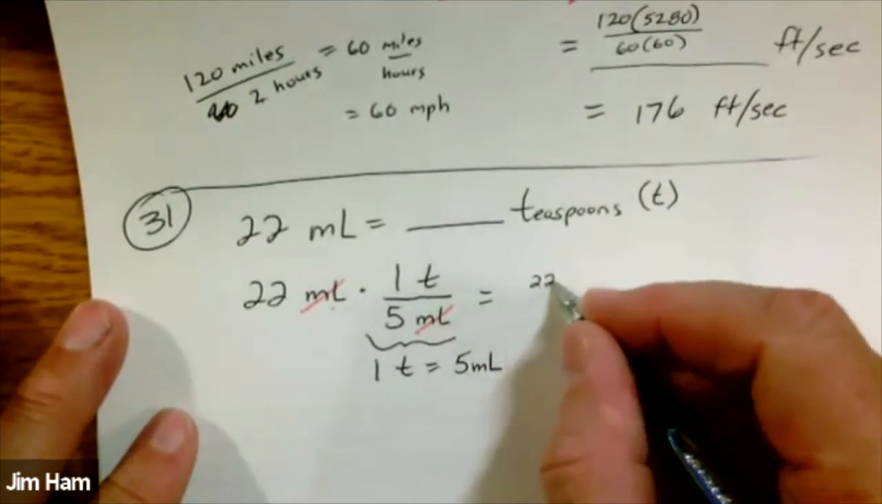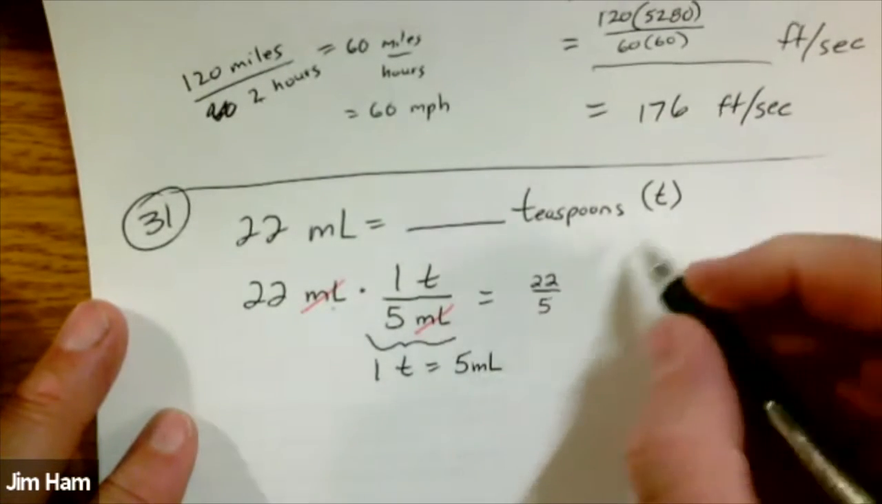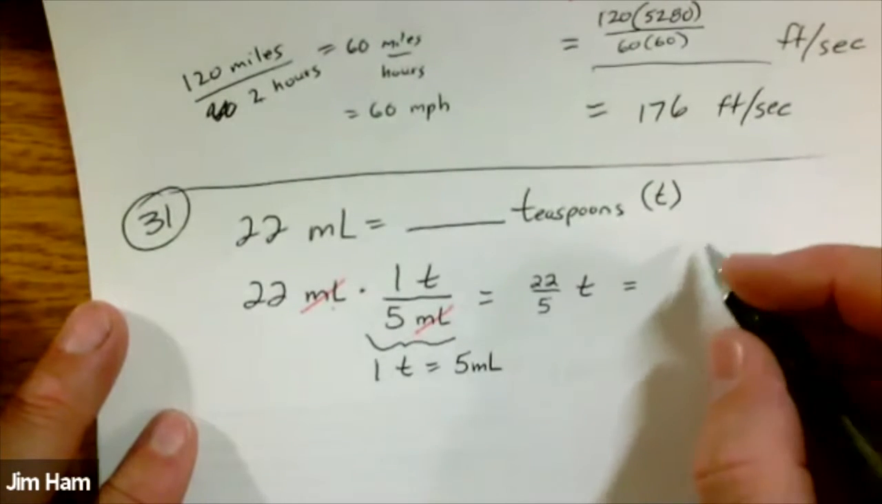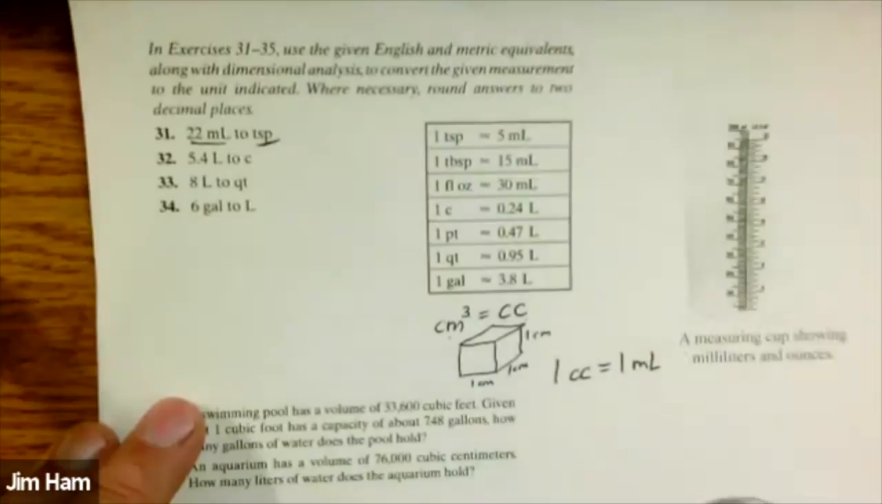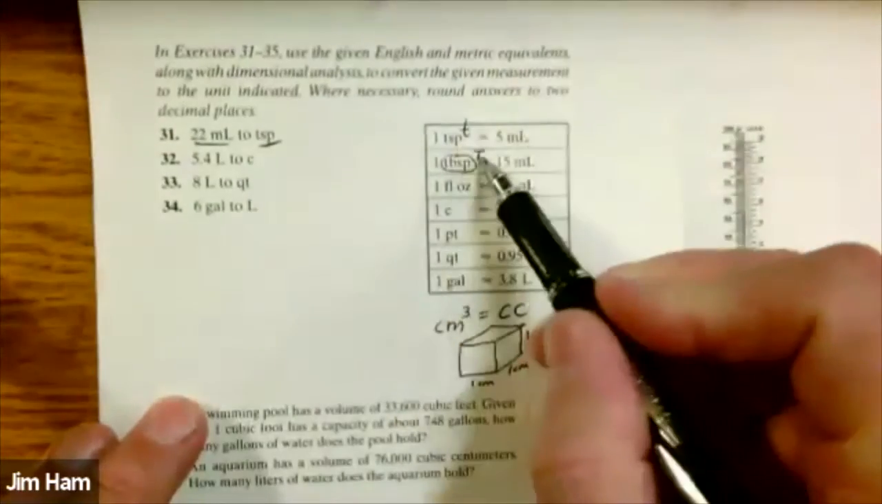So take all the top numbers, multiply them together. Take all the bottom numbers, multiply them all together, and then write the unit. A decimal is better in this case. So it looks like 4.4 teaspoons. Here's another abbreviation for tablespoons: teaspoon little t, tablespoon capital T.